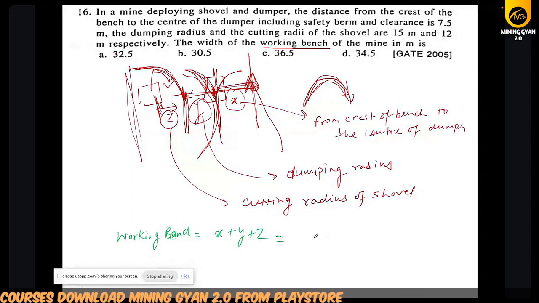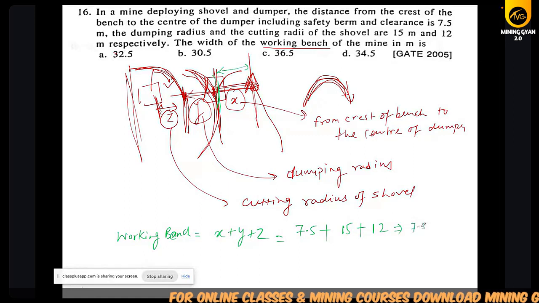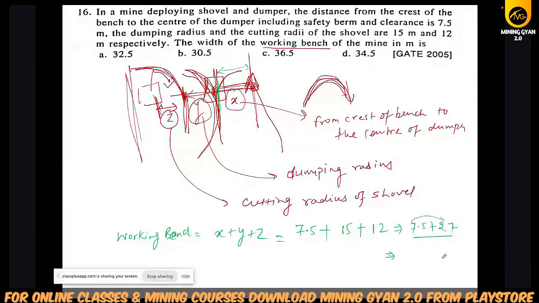Here they have given us the crest to the center of the dumper, 7.5 meters, plus the dumping radius of the shovel, 15 meters. And the cutting radius of the shovel they have provided is 12, so it will be 7.5 plus 27. If you add both of them, it will be 34.5 meters. That will be your working bench.